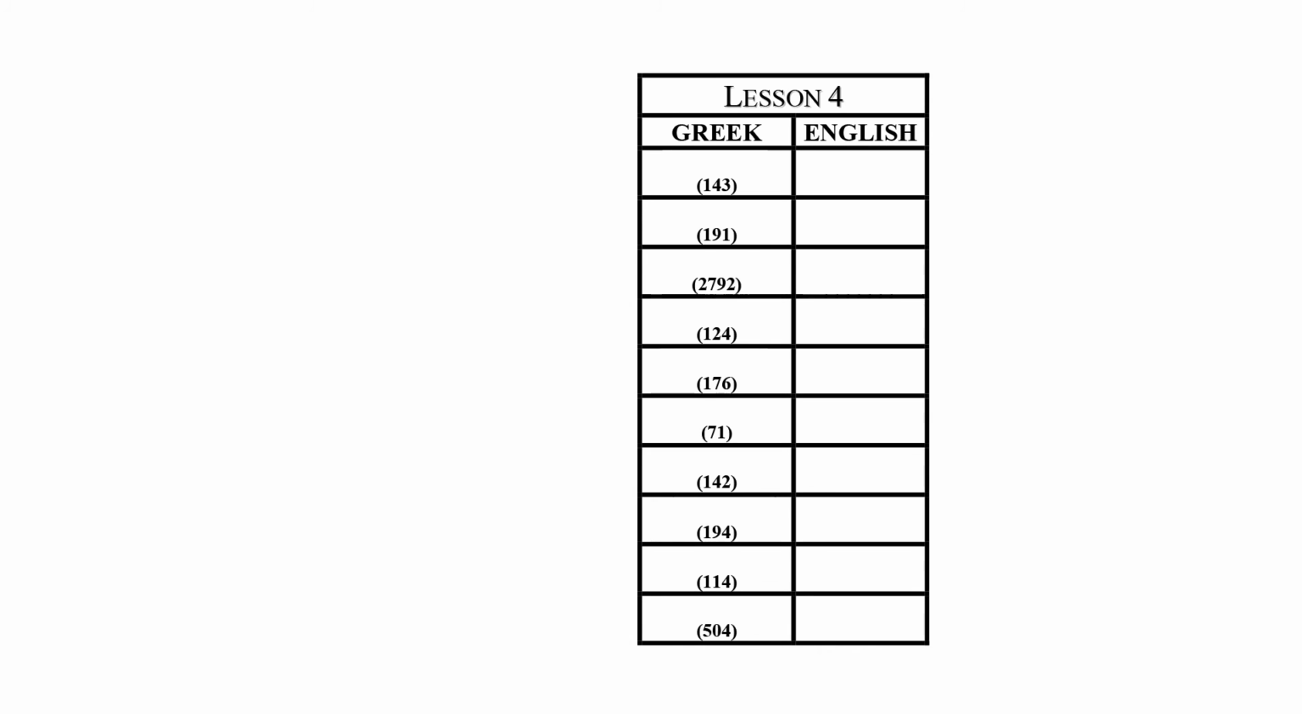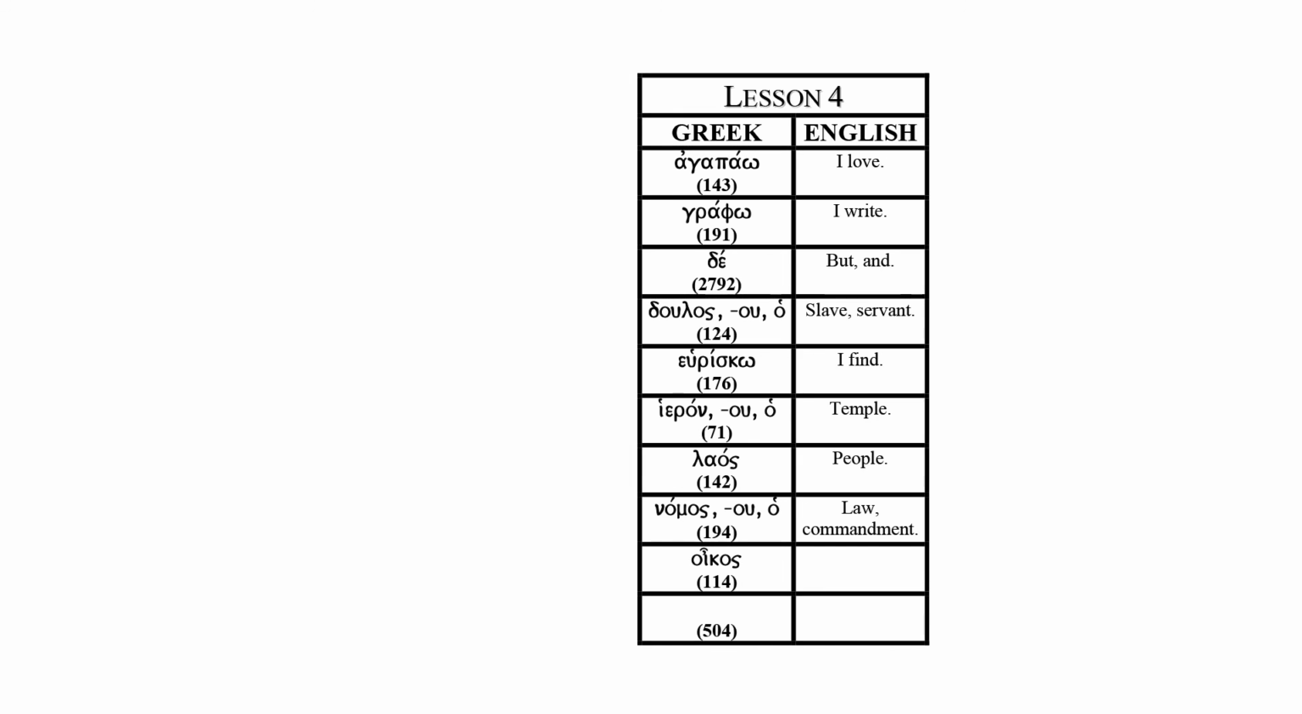And unit 4 vocabulary. Agapao, which is I love. Grapho, which is I write. De, which is but, not. Doulos, slave, servant. Heurisko, I find. Hieron, temple. Laos, people. Nomos, law or commandment. Oikos, house. Hos, as, that, how, and about.